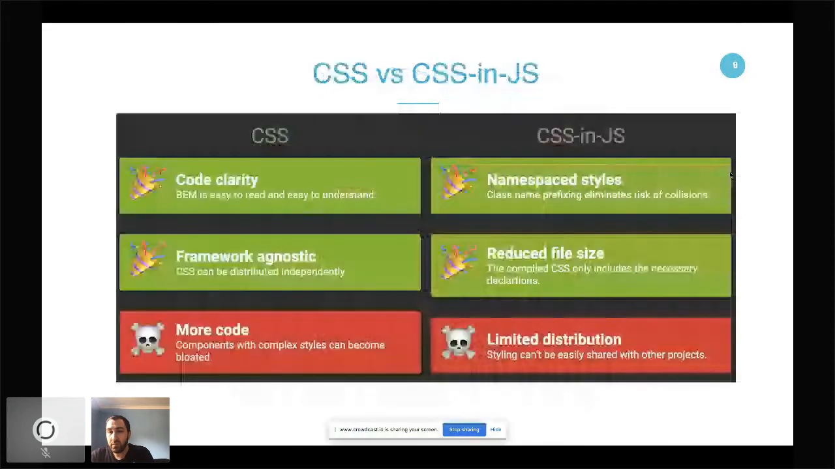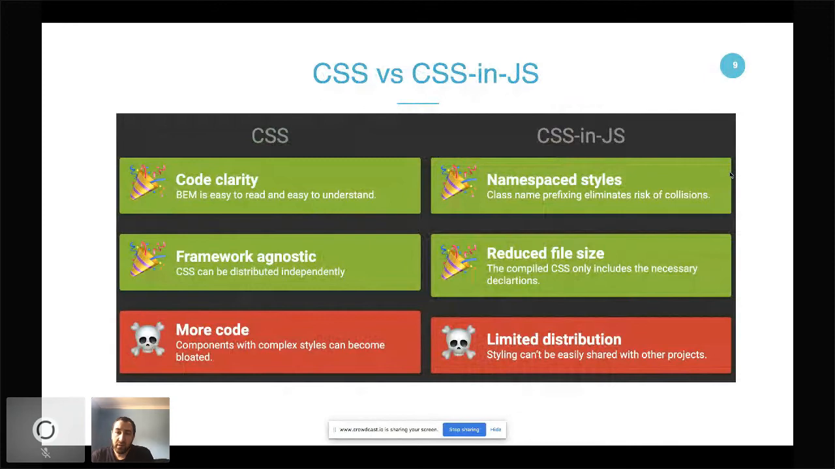But there are some reasons why people choose to go with CSS in JS instead of writing CSS. Some of these reasons are, first of all, CSS in JS automatically creates namespaced styles, so you don't need to create these BEM annotations. It takes a lot of time to think about namespacing and how you are going to put your naming conventions. With CSS in JS, it comes out of the box.